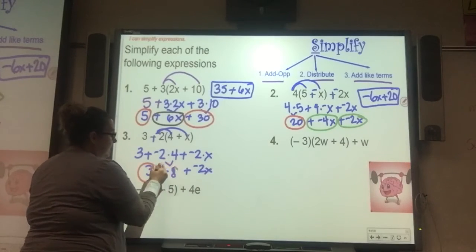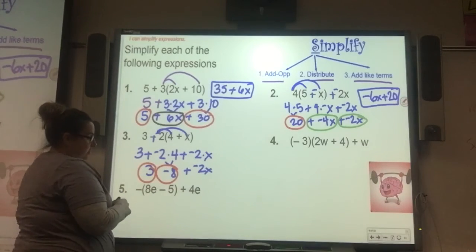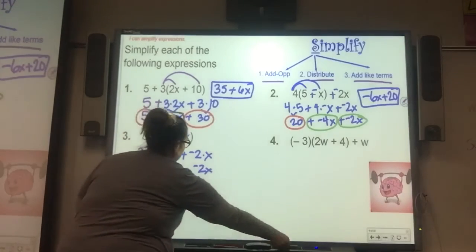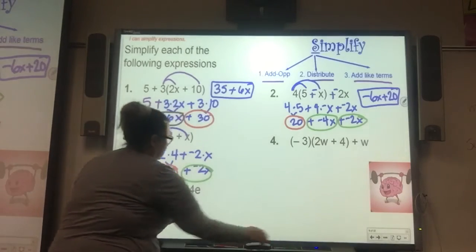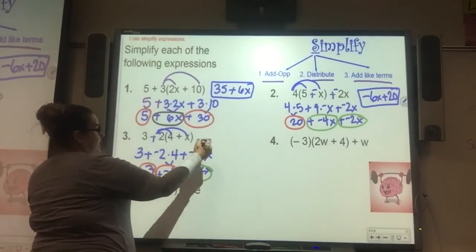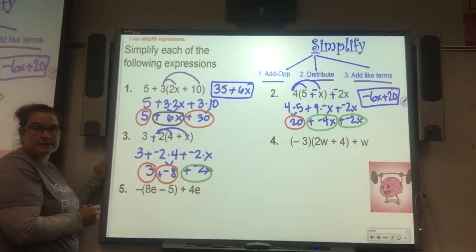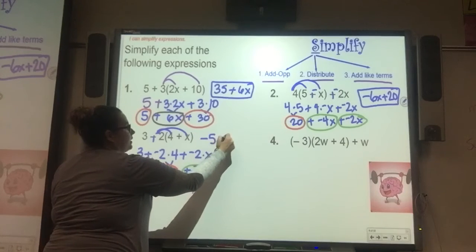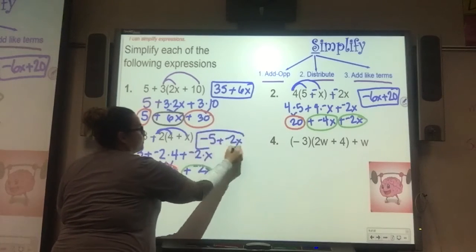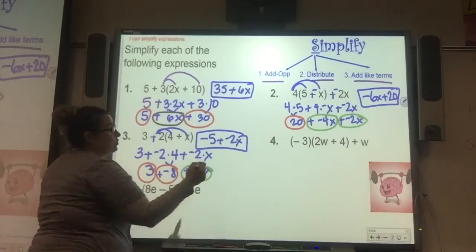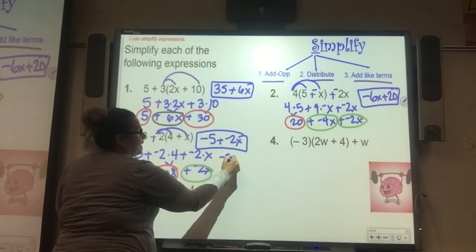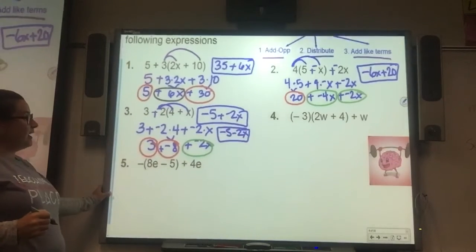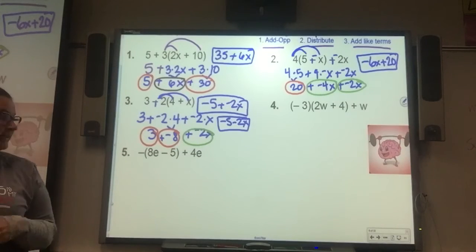3 and negative 8 go together. I forgot my plus sign here. Did you notice that? And then negative 2x is its own group. So we have 3 plus negative 8. There are more negatives, 5 more negatives, so negative 5 plus negative 2x. By the way, you could also write it as negative 5 minus 2x. That's okay too. That doesn't matter a whole lot to me. You can pick, we got some flexibility with that.